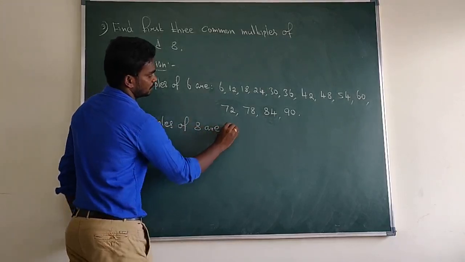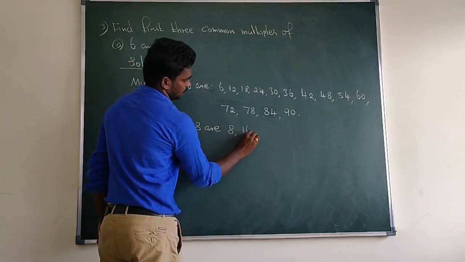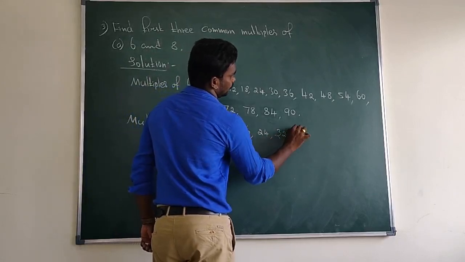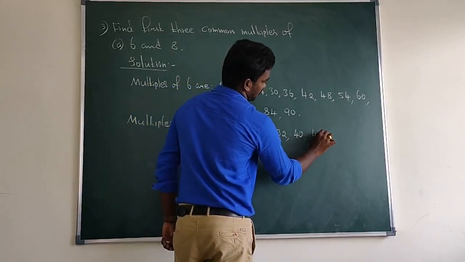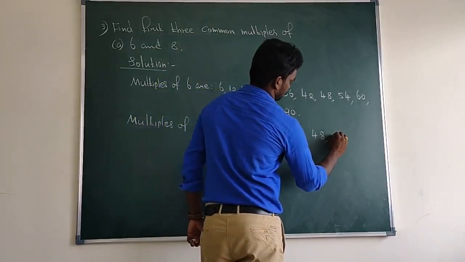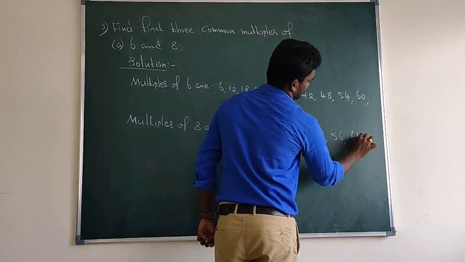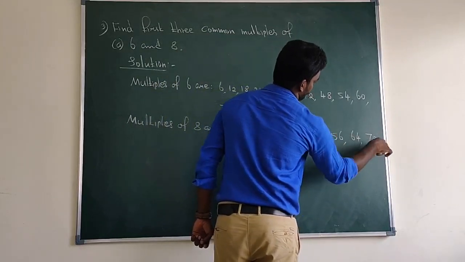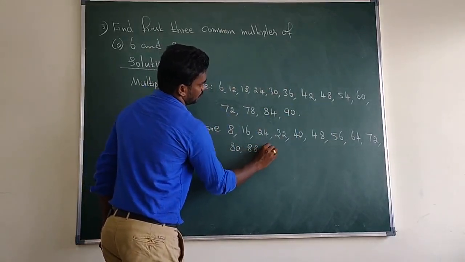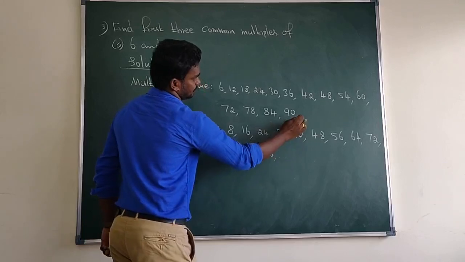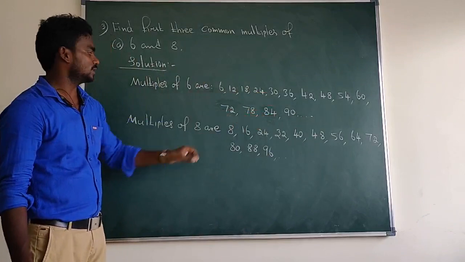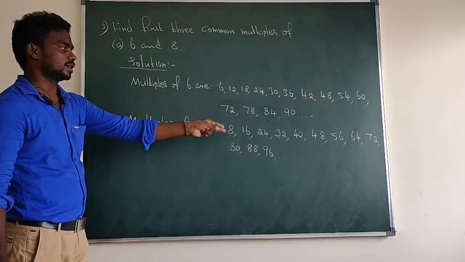Next, what are the multiples of 8? The multiples of 8 are 8, 16, 24, 32, 40, 48. What are the next multiples? 56, 64, 72, 80, 88, 96, etc. So the multiples of 6 are 6, 12 up to 90, and the multiples of 8 are 8, 16, 24 and so on.